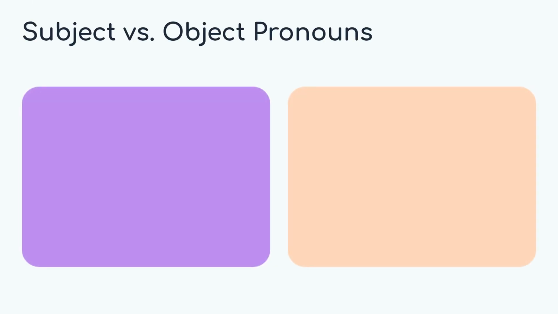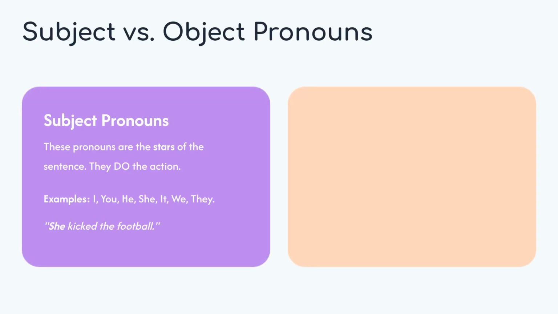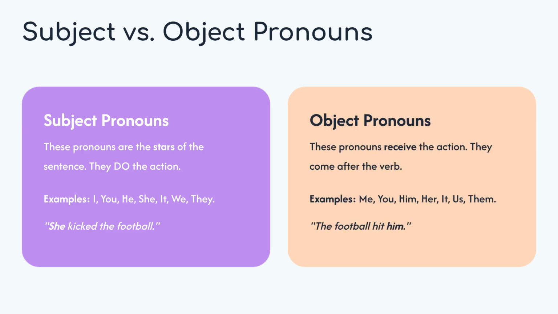Subject versus object pronouns. Subject pronouns. These pronouns are the stars of the sentence. They do the action. Examples: I, you, he, she, it, we, they. She kicked the football. Object pronouns. These pronouns receive the action. They come after the verb. Examples: me, you, him, her, it, us, them. The football hit him.